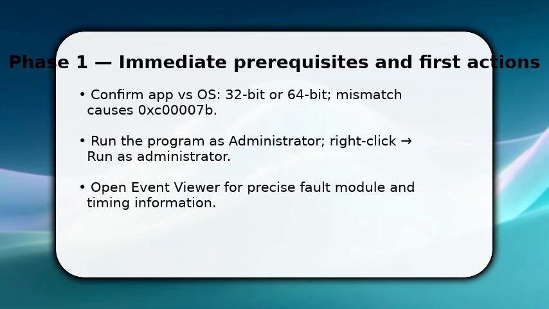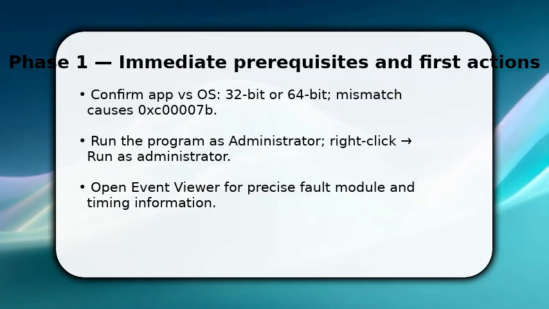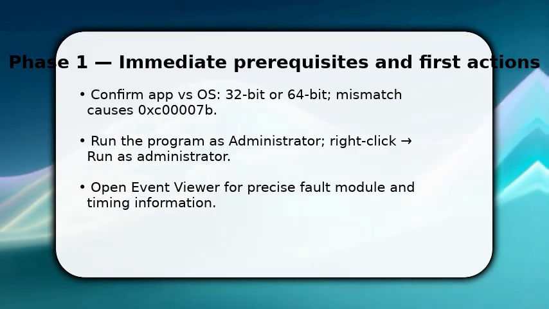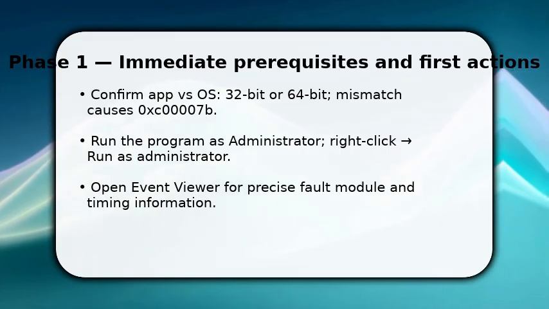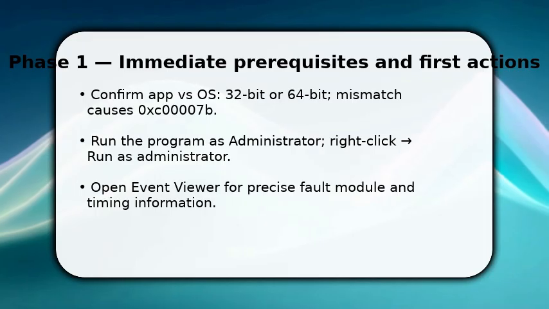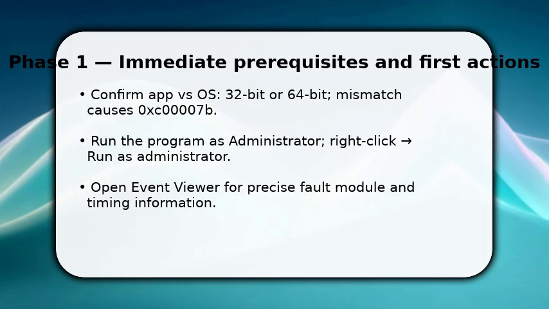You start by verifying architecture. Confirm whether the application is 32-bit or 64-bit and match it to your Windows installation. Mismatches cause the error. Once done, run the program as administrator to eliminate permission issues and immediately open Event Viewer to capture the faulting module and timestamp.